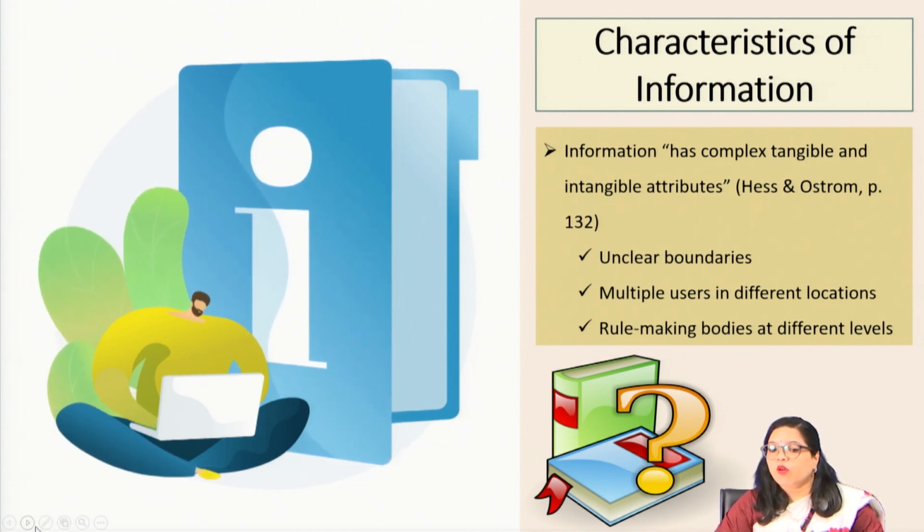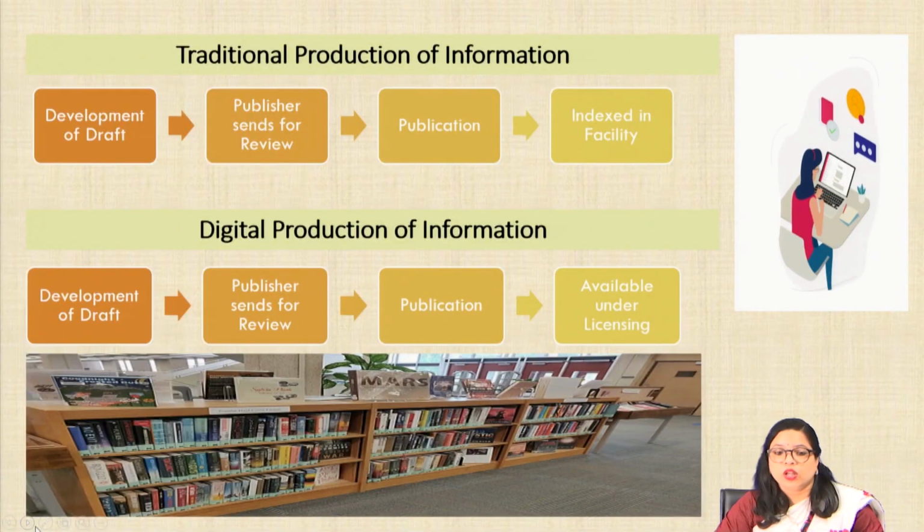The traditional way of producing an information resource requires the following steps. The writers come up with a draft containing the ideas and the artifacts, which they then send to the publishers, who then send it to the reviewers. Once the draft has been reviewed, it gets published as a book or an article. It is then indexed in a facility such as a library, and the users can access the said book or article by accessing the journal using the library database.